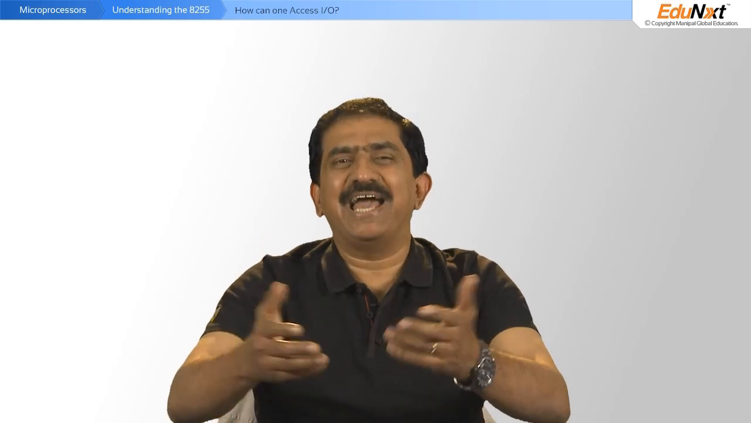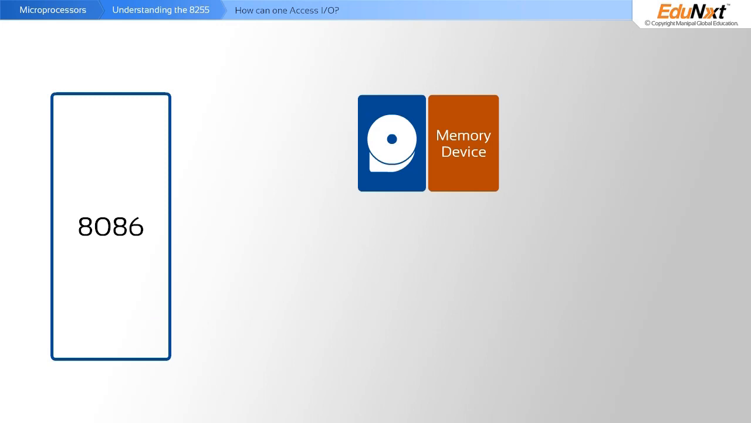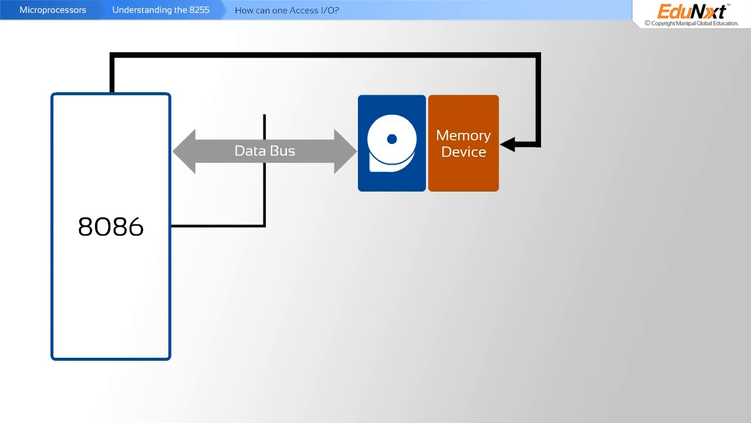So let's look at how one could really access an input-output port as far as the 8086 is concerned. If you look at this, there are memory devices, and we've discussed this in the past. The memory devices are really connected to the processor through data buses. And of course, they have control and address lines that come into the memory device.